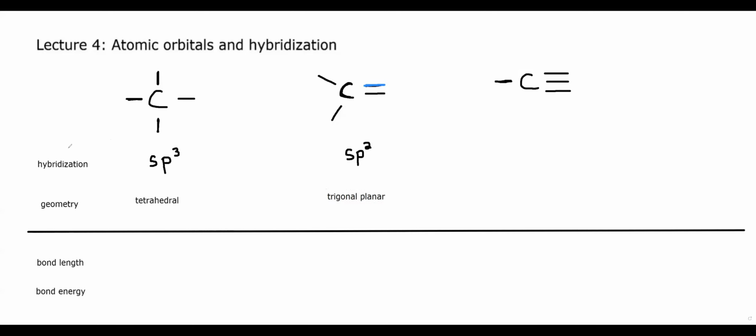If we have C triple bond C, we have 2 pi bonds, and we have sp hybridization. So we have an s orbital and a p orbital left over. So the bonds in black are sp bonds. The bonds in blue are pi bonds, overlapping p orbitals. And for the geometry, if we have carbon connected to 2 things, 1 on the left, 1 on the right, the geometry is linear.